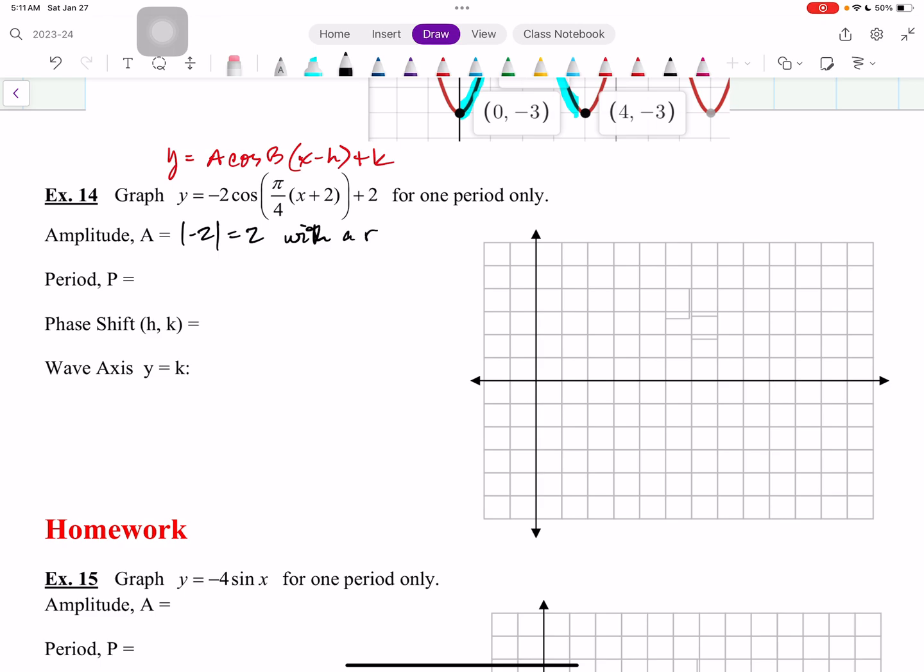With a reflection across the wave axis. We'll determine the wave axis here in a minute.